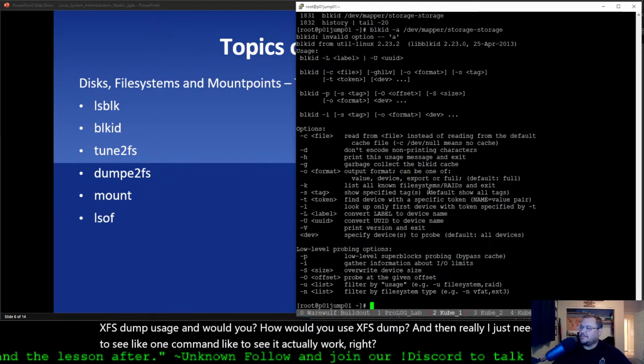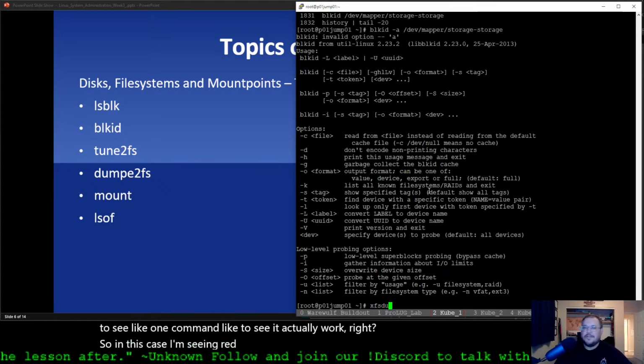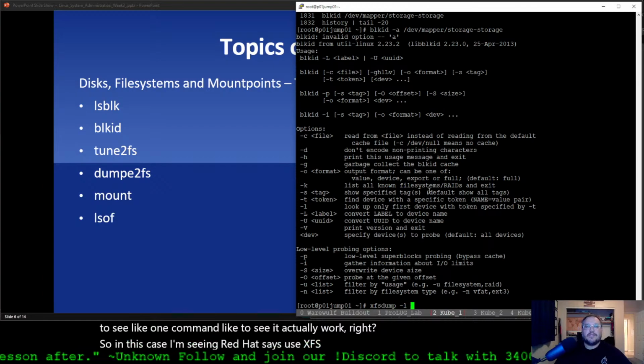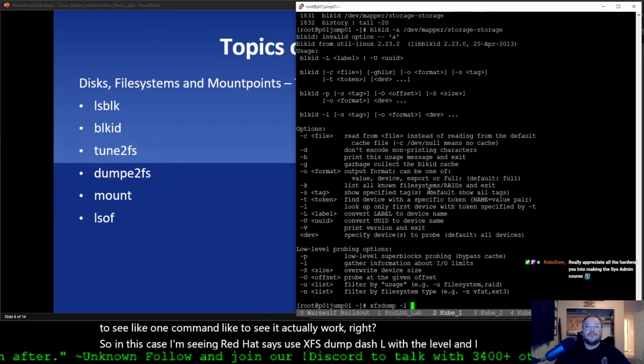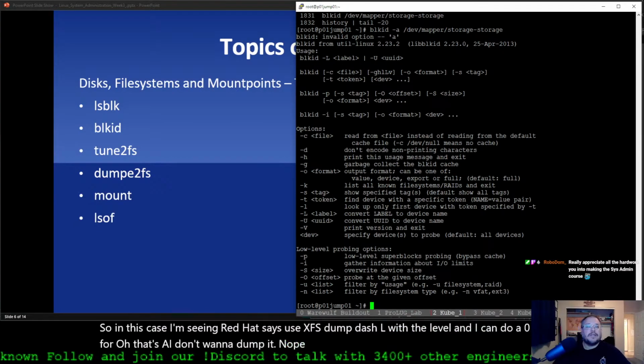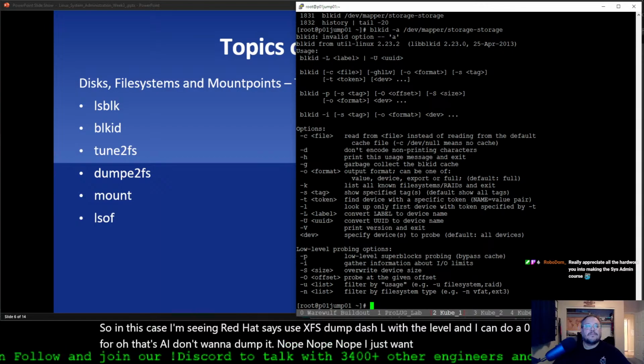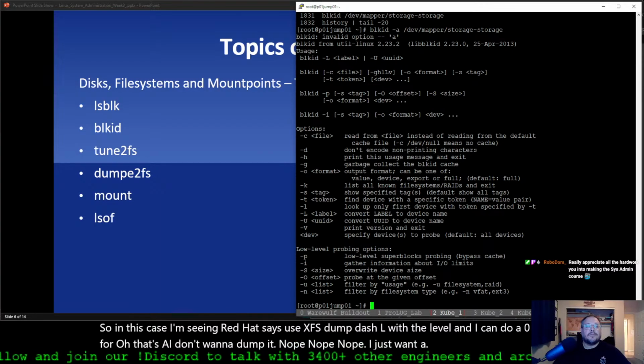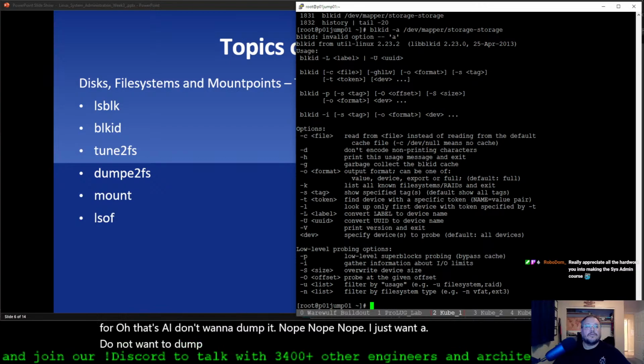So in this case, I'm seeing Red Hat says use xfsdump -L with the level, and I can do a 0 for. Oh, that's I don't want to dump it. Nope. I just want a. Do not want to dump. I do not want to restore.